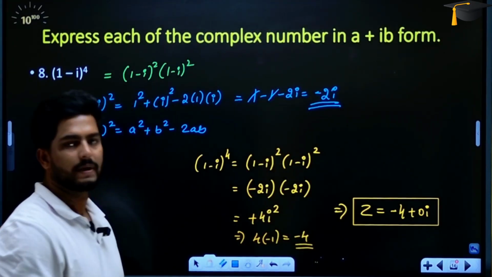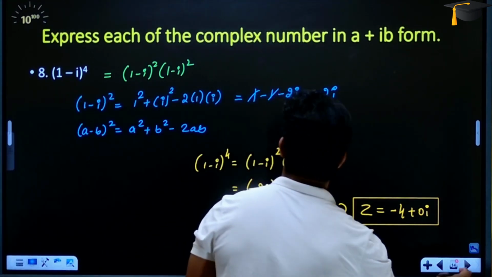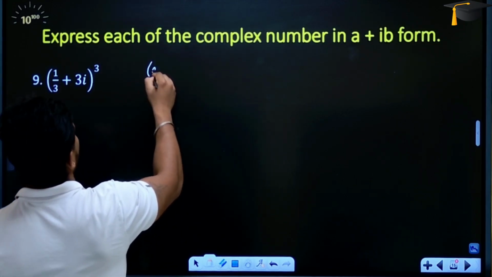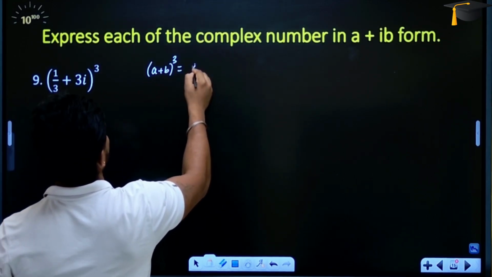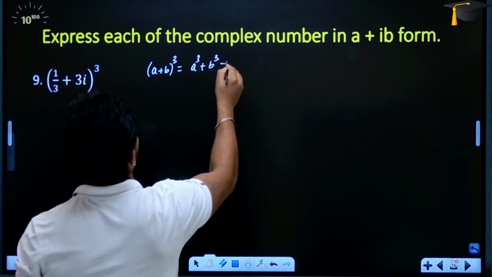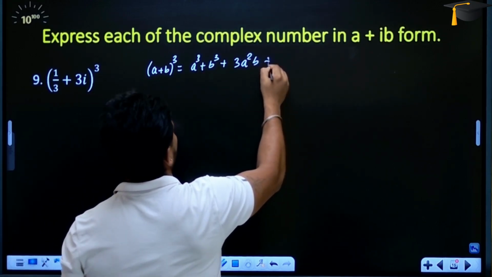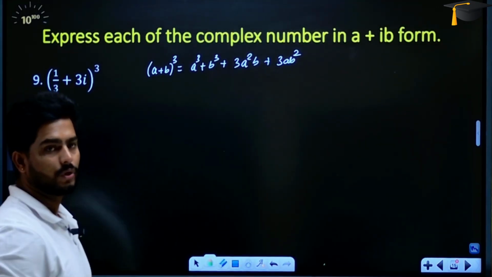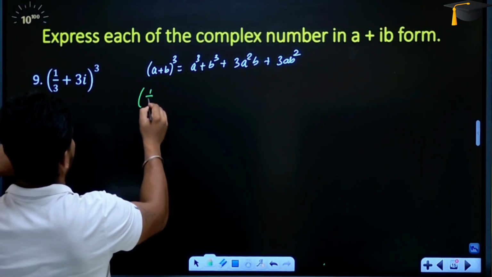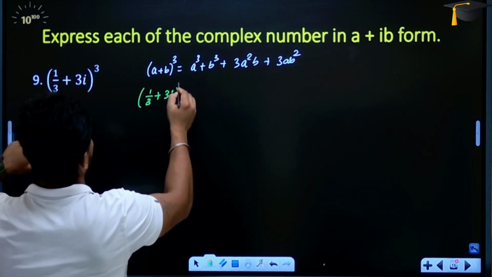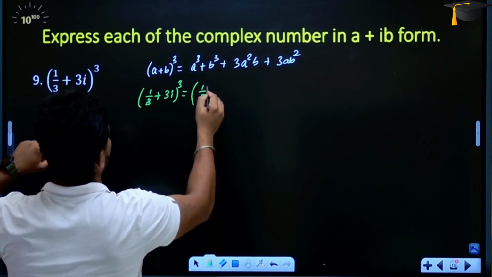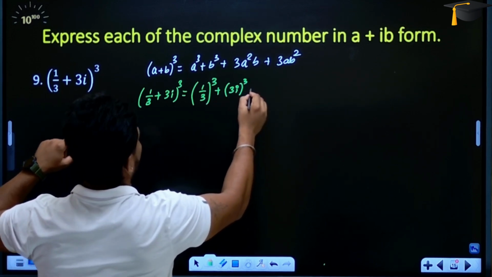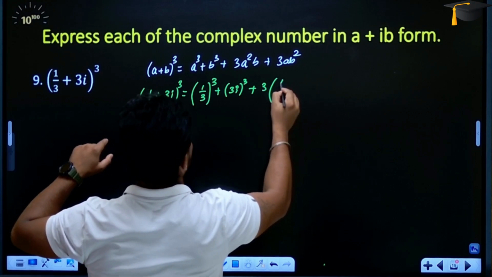Okay, so this part is clear. Next one. So the a plus b the whole cube formula. What is a plus b the whole cube? Let's write: a plus b the whole cube formula is a cube plus b cube plus 3a square b plus 3ab square. So you have 1/3 plus 3i the whole cube. 1 by 3 the whole cube plus 3i the whole cube plus 3 a square, and 1 by 3 the whole square, right?